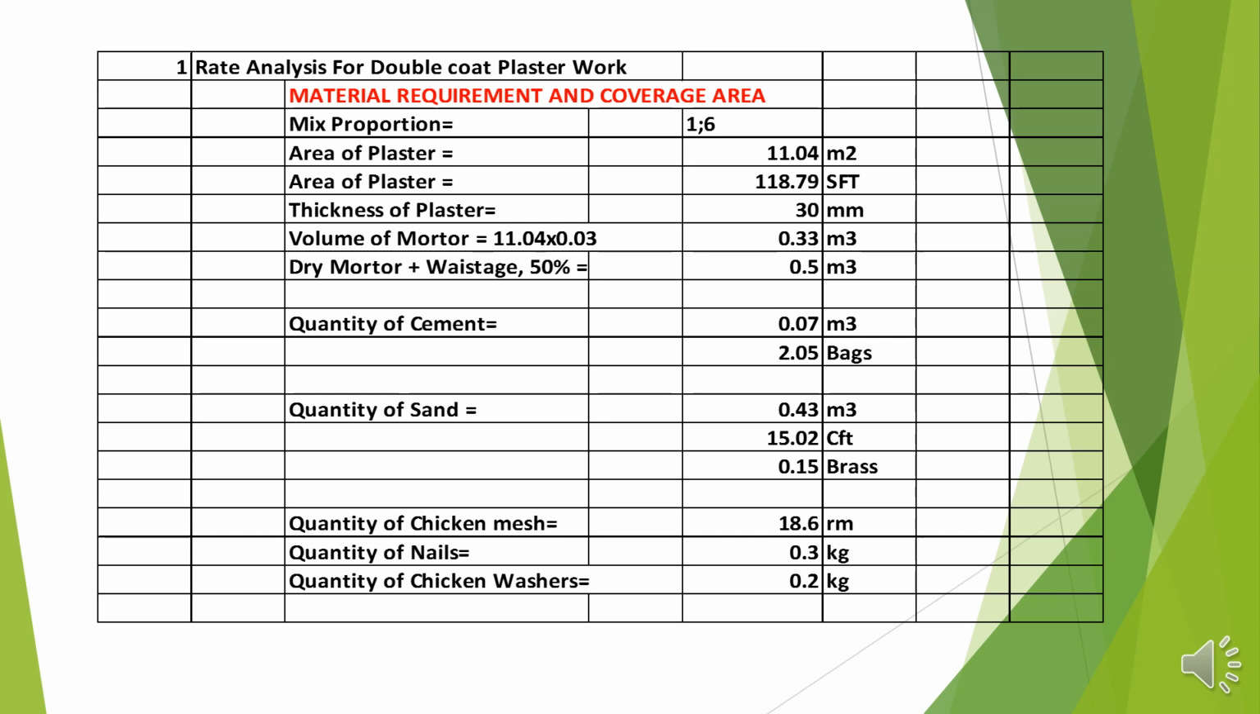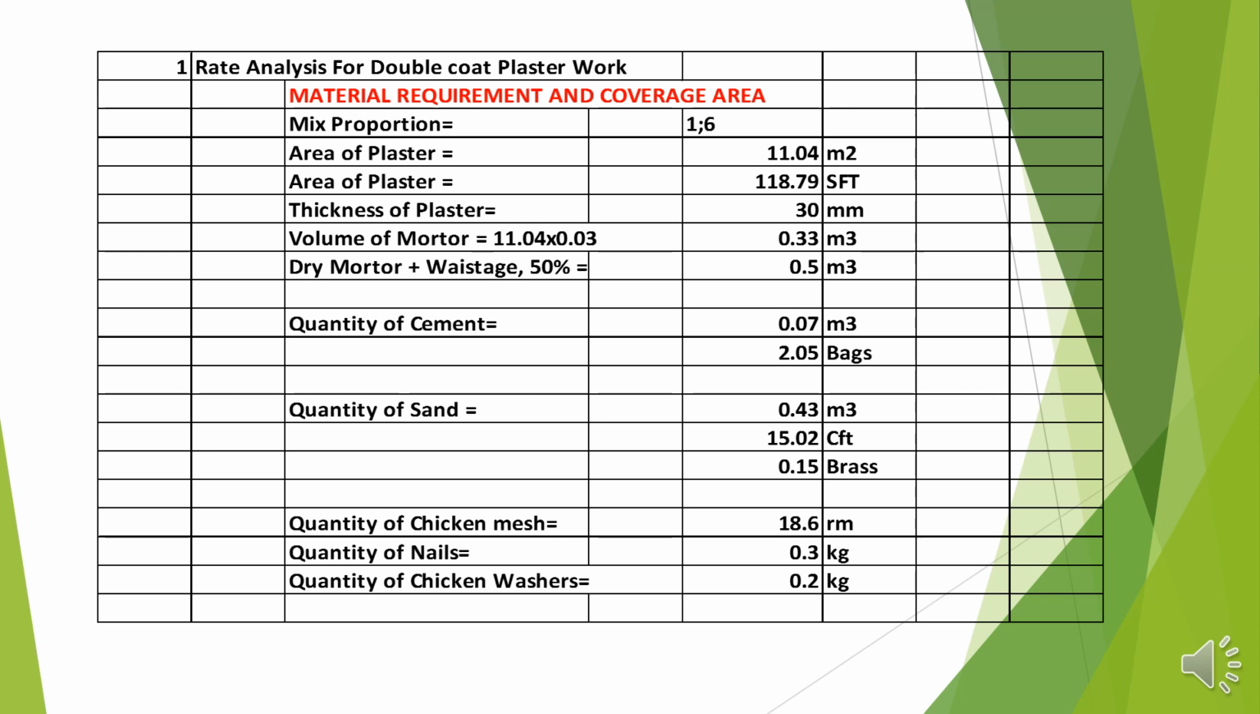Area of the plaster is 11.04 square meter. Hence the area of plaster will be 11.04 into 10.764, which will make 118.79 square feet. Thickness of the plaster I consider as 30 mm. So volume of the mortar is area into thickness, that is 11.04 into 0.03, which is 0.33 cubic meter.